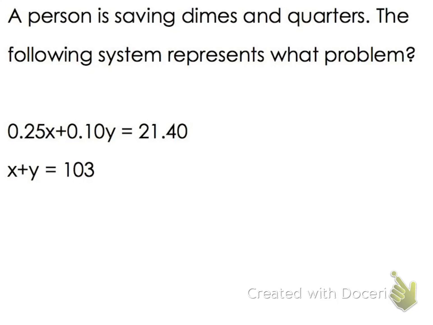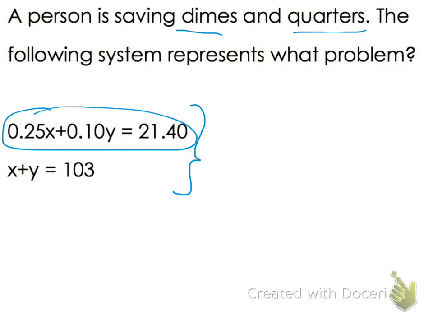Okay, so in this problem, we want to give some context to a system of equations that's already been modeled for us. And the only information they give us here is that a person is saving dimes and quarters. So you have to ask yourself, what does each equation represent in the system? So the first equation, 0.25x plus 0.1y equals 2140. Well, I know dimes are worth 10 cents, and I know quarters are worth 25 cents.